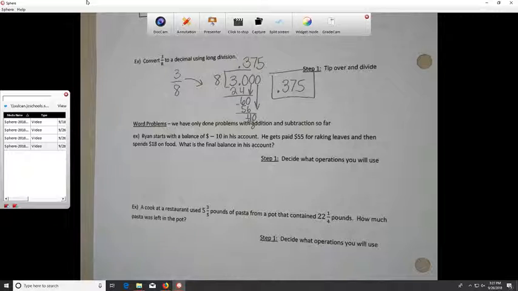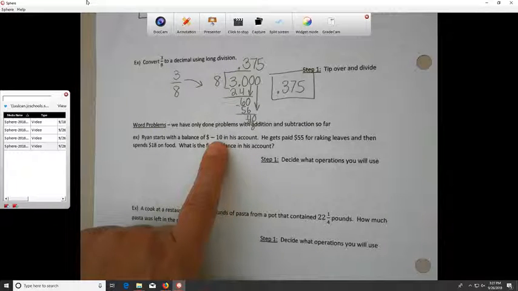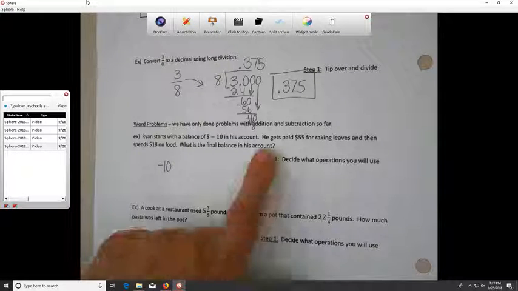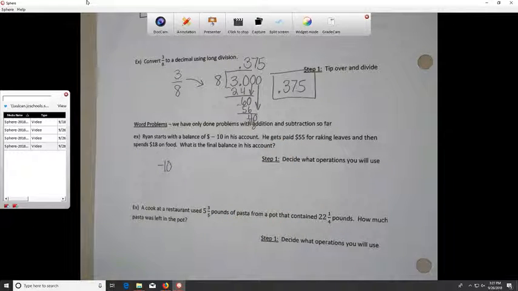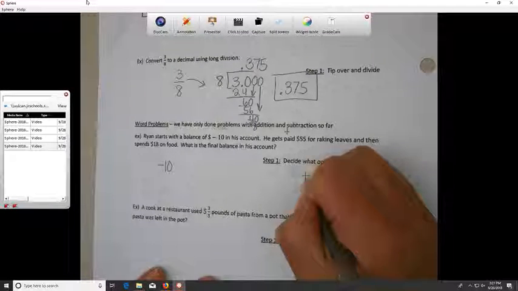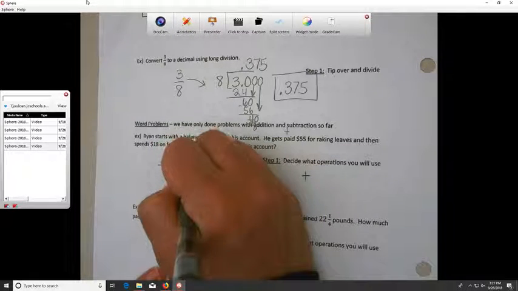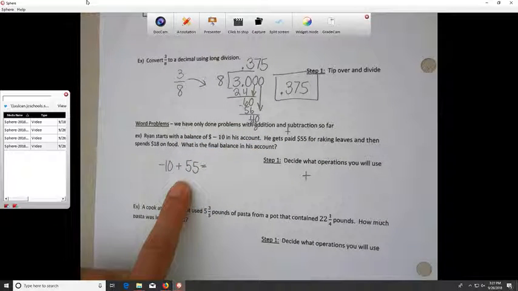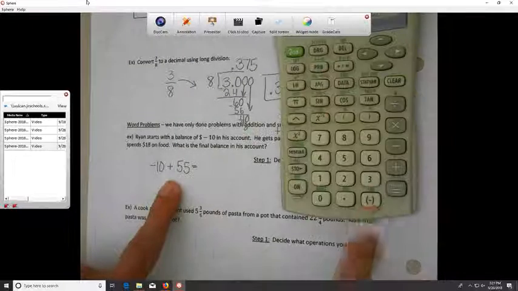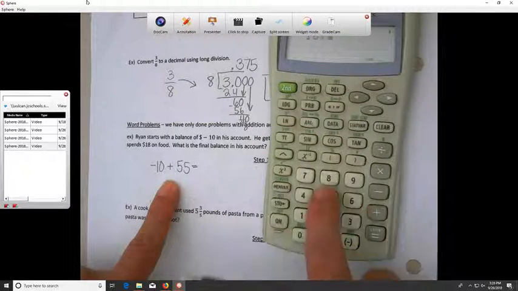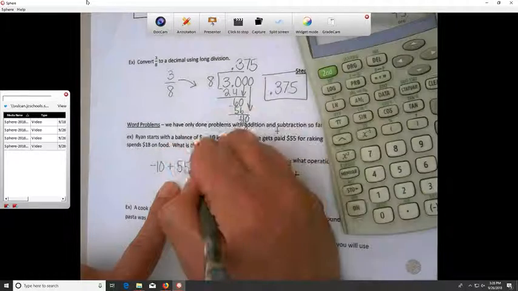So I'm going to say, all right, he starts with negative $10. He gets paid. If he's getting paid, then he's adding money into his account. All right, so my first operation is going to be addition. So he's going to add the $55. All right, you just use your calculator for this. So remember, the negative is down here next to the equals, so negative 10 plus 55. All right, so right now he's got $45.